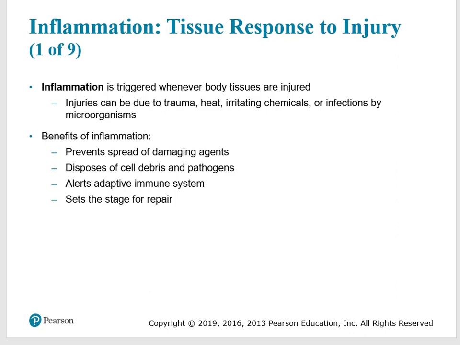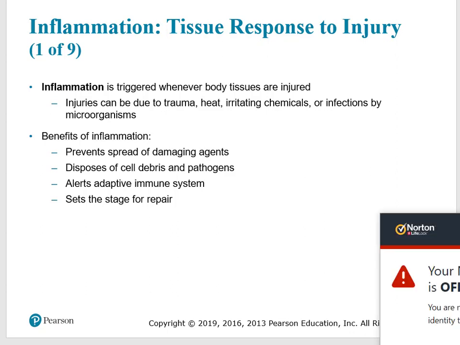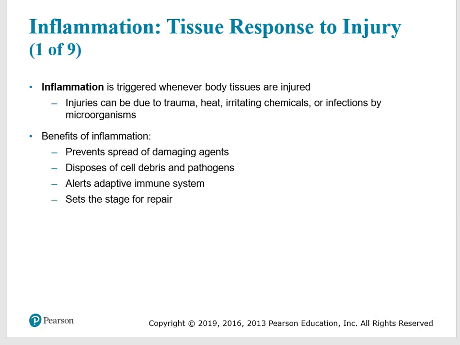In the case of inflammation where you have toxins, like in an insect bite, or another kind of tissue damage causing inflammation, it contains those toxins within that area and prevents them from spreading to other portions, which also sets the stage for repair in that area. So the benefits of inflammation are that it prevents spreading, disposes of debris and pathogens, alerts the adaptive immune system, and sets the stage for repair.